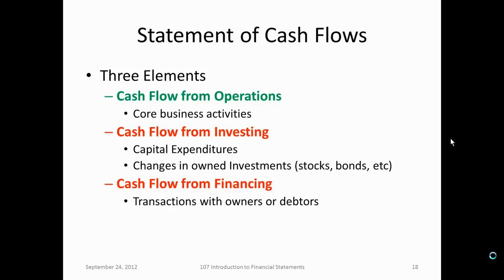The cash flows from financing activities section includes any activities involved in transactions with the company's owners or debtors. For example, cash proceeds from new debt or dividends paid to investors would be found in this section.